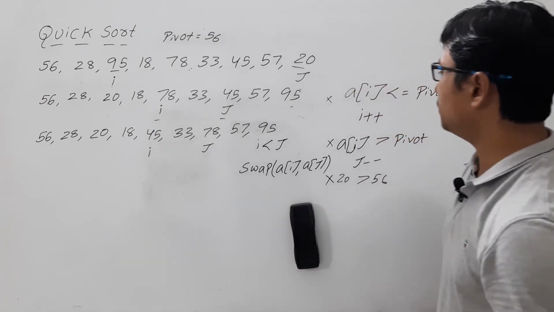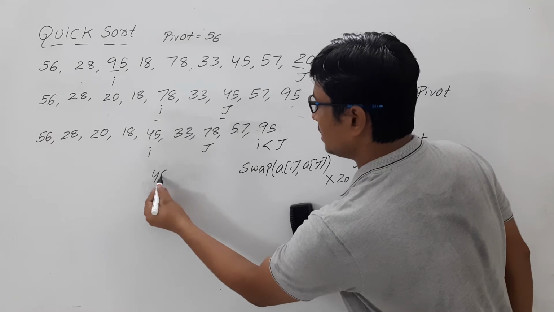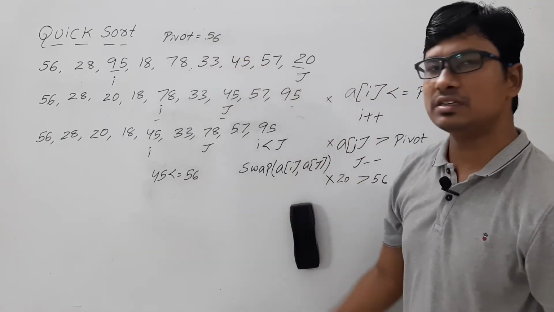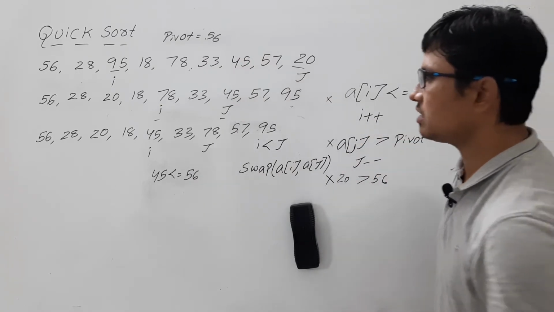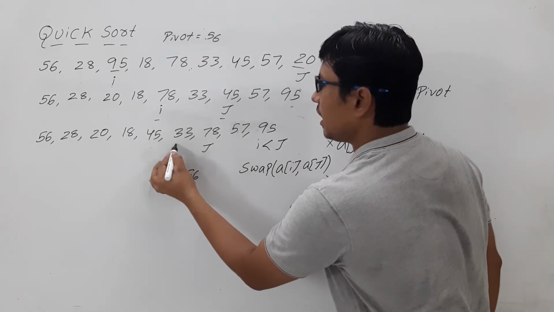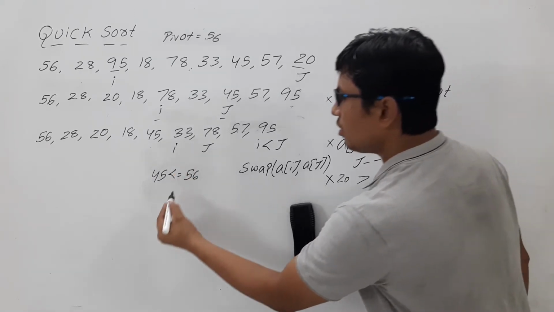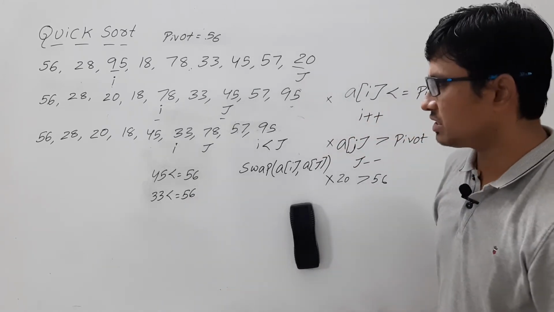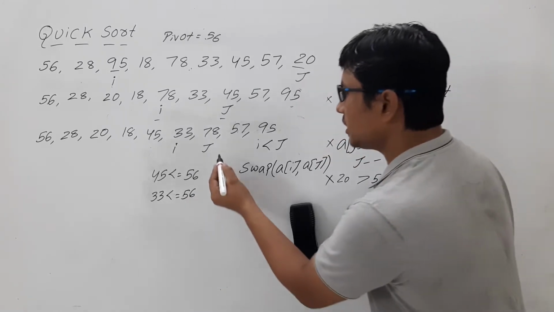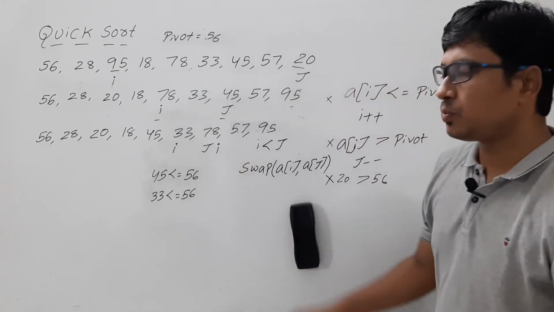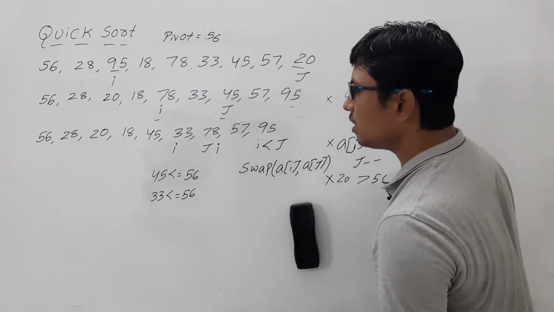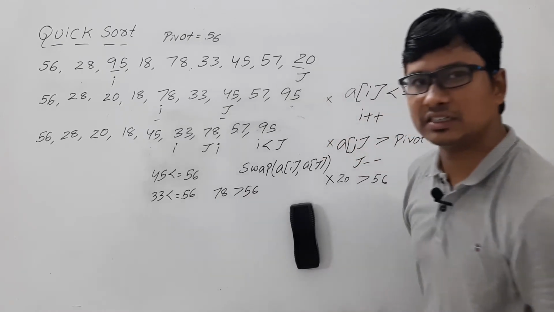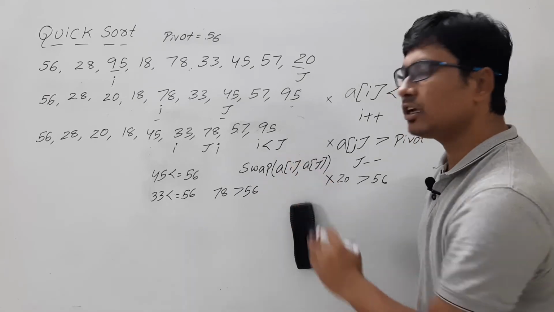The A of I value is 45, which is less than or equal to 56, because the pivot element is 56. So again the condition is satisfied, and I need to increment the I value. Now again A of I is 33. 33 is less than or equal to the pivot element 56, so again I need to increment the I value. Now I is pointing here. What is the A of I value? It is 78. 78 is greater than 56, so I will not increment the I value.